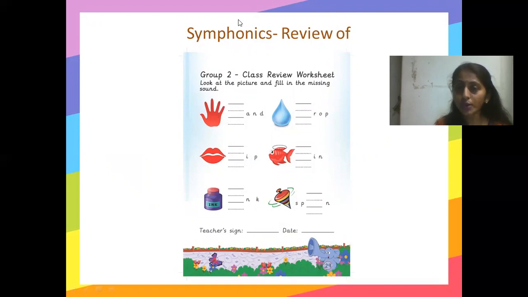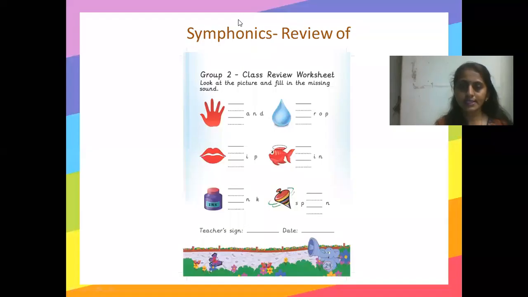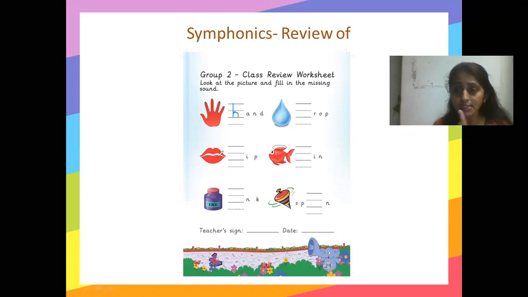So who will tell me the first picture name? Yes, it's hand. That's right. So what will you write here? H. That's correct. H-A-N-D, hand. Read it. H-A-N-D, hand. Now you can see here what are these? Lips. L, lip. L, lip. So what will you write here? L says l, right here.